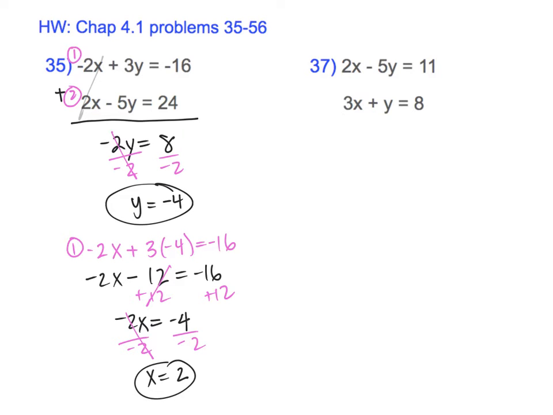So my intersection here happens to be at 2, -4. And I have one solution here because there's only one coordinate here.